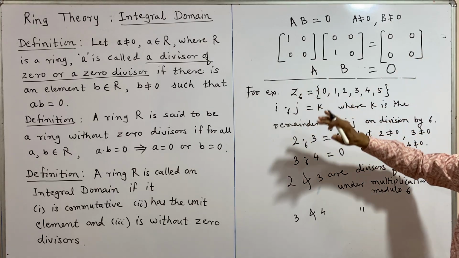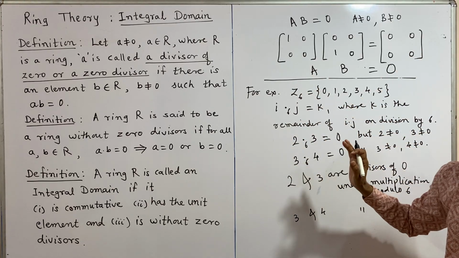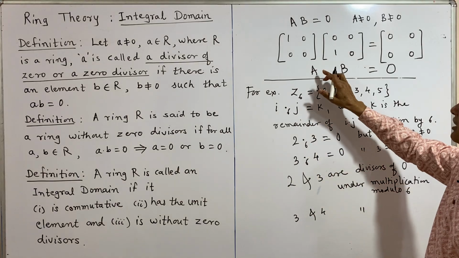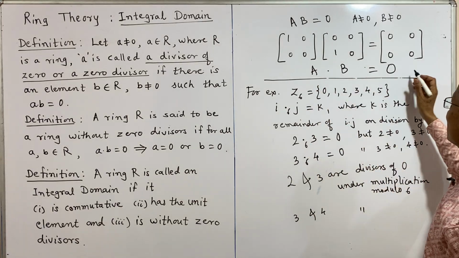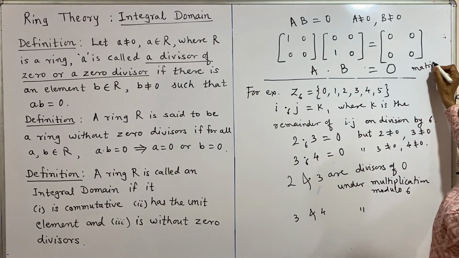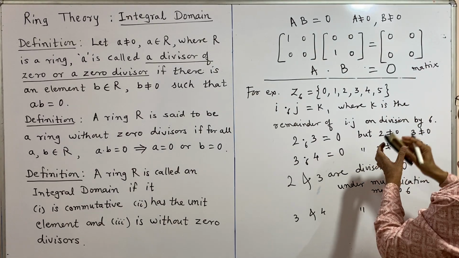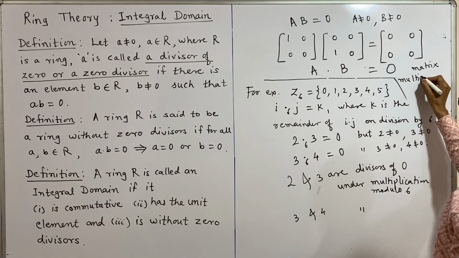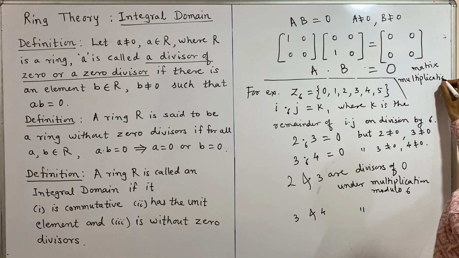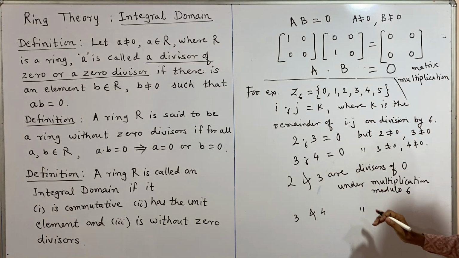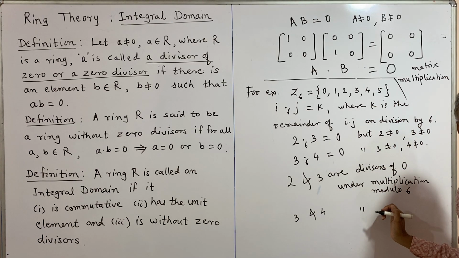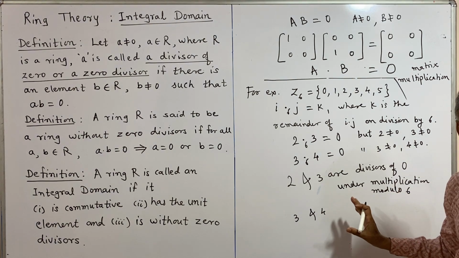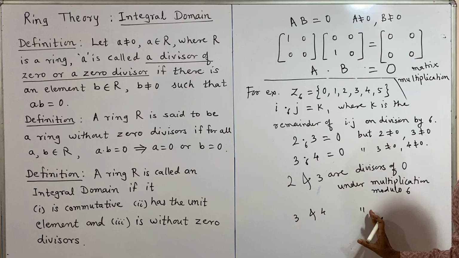So these 0 divisors occur in such types of rings or sets under special multiplication. Here it is matrix multiplication. The multiplication is not usual, but matrix multiplication. So 0 divisors occur in matrix multiplication, and 0 divisors occur in multiplication modulo a certain number. And see this also: if the number is prime, then 0 divisors will not occur.